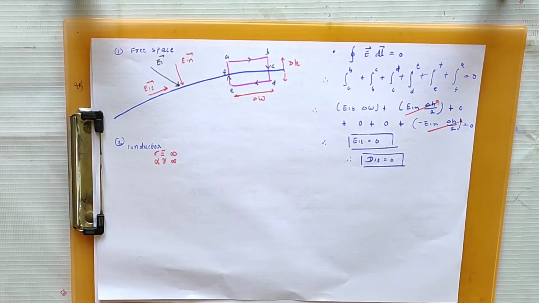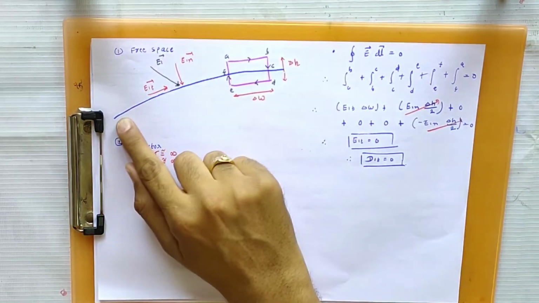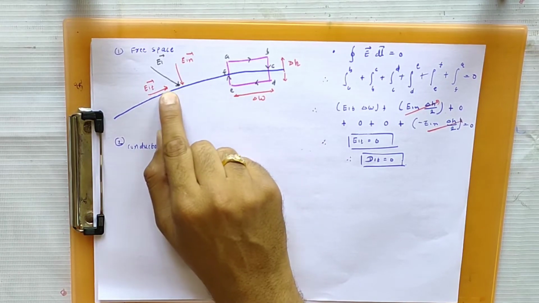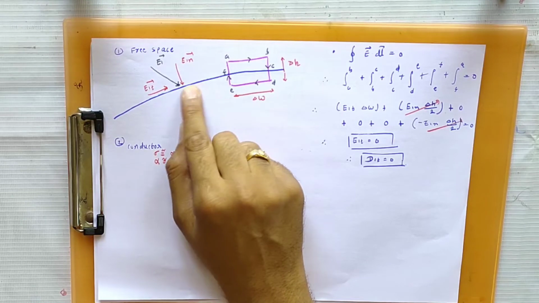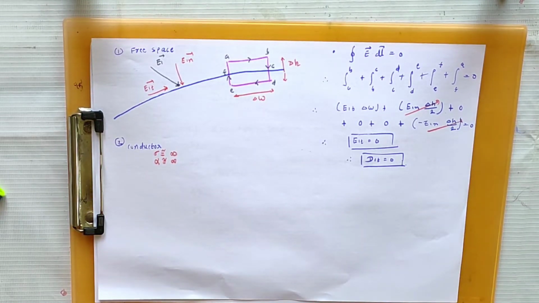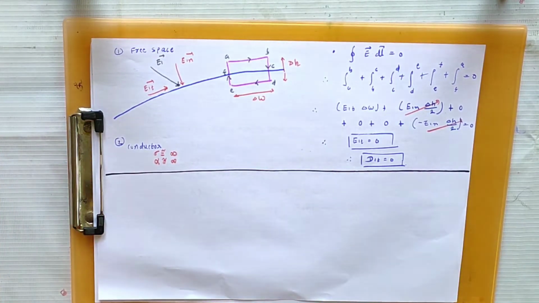If the wave is incident at the boundary and the second medium is a conductor, then the value of E1t is equal to 0. No tangential component is present at the boundary. Next, for the normal component, now we do the calculation for the normal component.